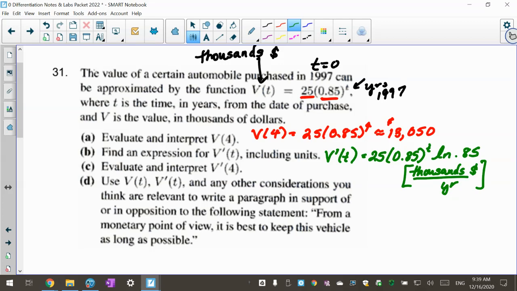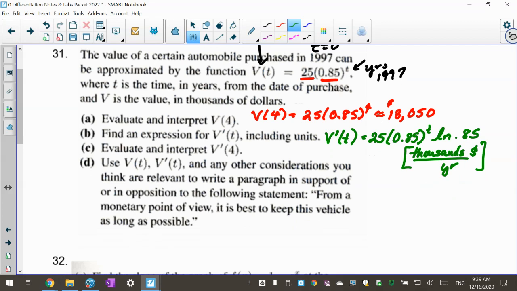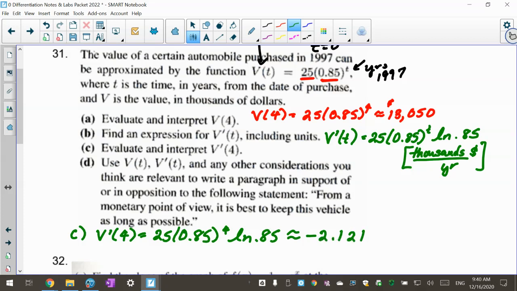Now they want me to plug in V prime of 4. So they want me to put a 4 in there. Let's see if I have some room down here. Yes, I do. So I'm going to do it down here for C. V prime of 4 is going to be 25 times 0.85 to the fourth times natural log of 0.85. When I put that in my calculator, I get negative 2.121. And remember, this is in thousands of dollars. So if I wanted to move it over, it'd be negative $2,121 per year. So the value is dropping that much in the fourth year.